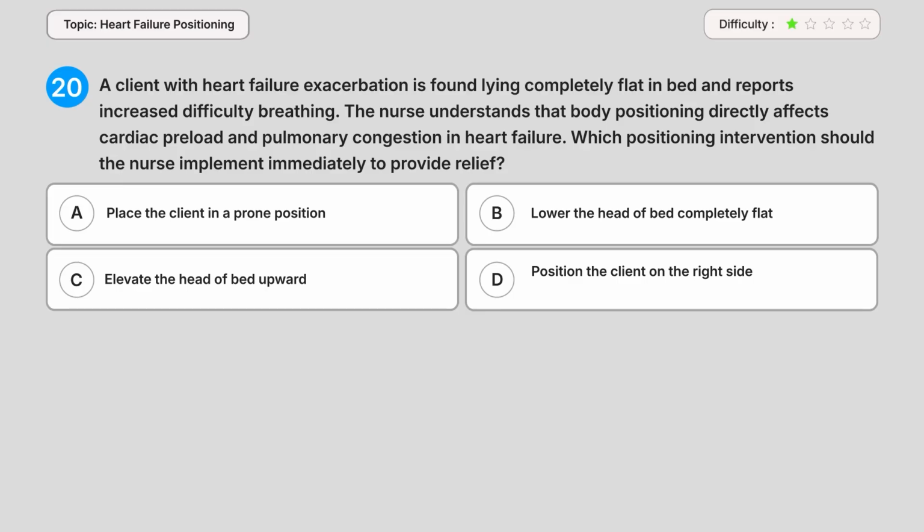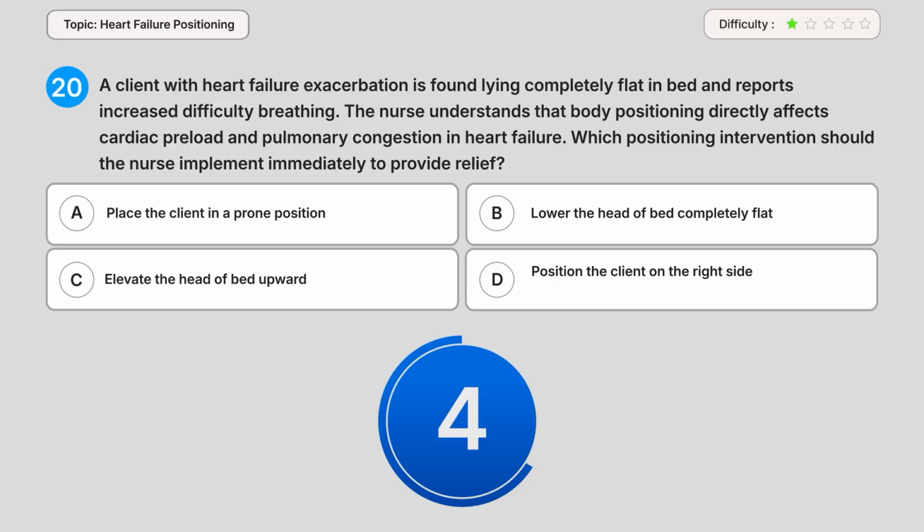A. Place the client in a prone position. B. Lower the head of bed completely flat. C. Elevate the head of bed upward. D. Position the client on the right side. Do you know the answer?